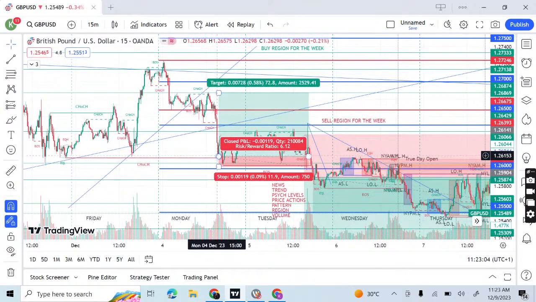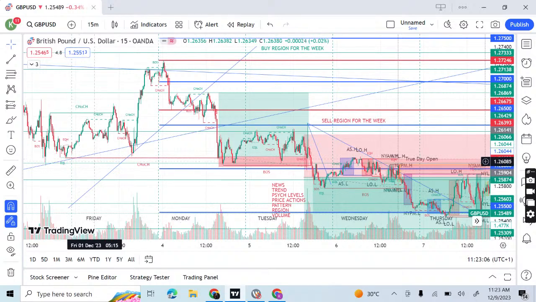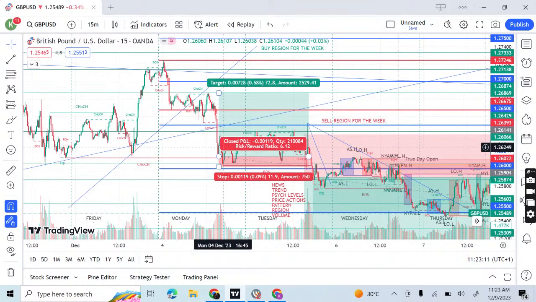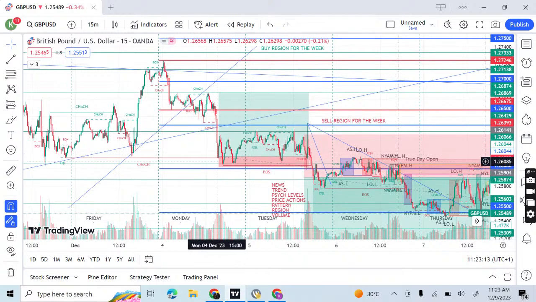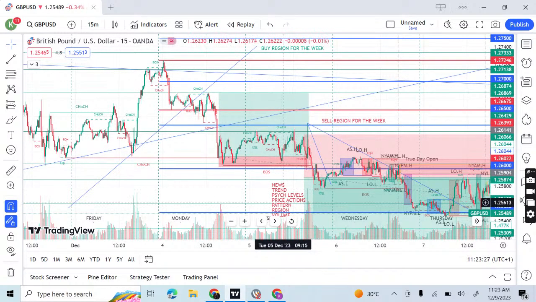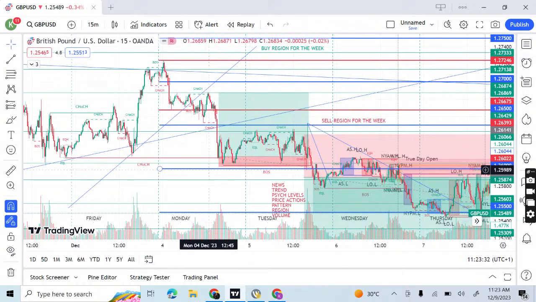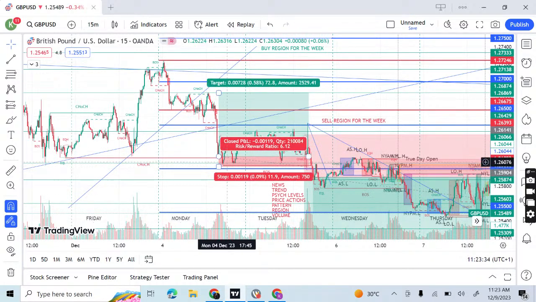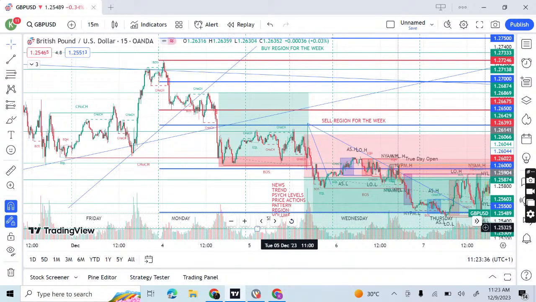Seeing this change of character, a big change of character. After this small change of character, it gave us a confluence here. We looked at news, we looked at the trend. This was the trend for 15 minutes. Then we looked at the price actions. There's a price action line at this level. We look at the psychological level. There's a psychological level at this level.